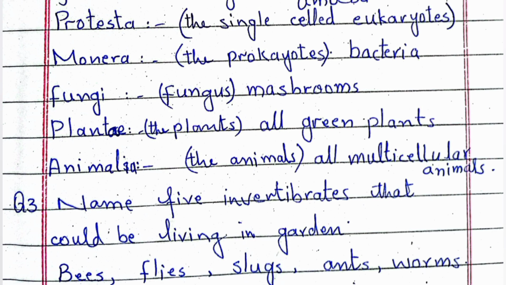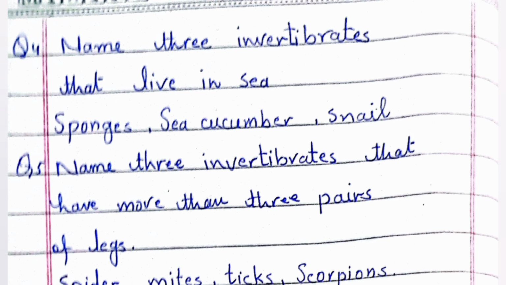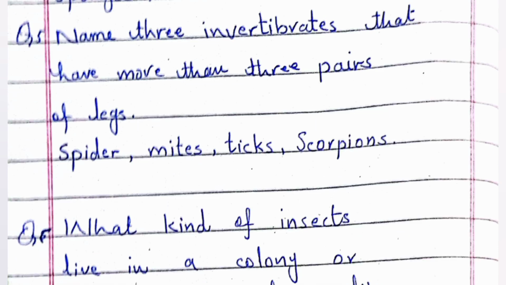Question number 3 is name 5 invertebrates that could be living in a garden. Bees, flies, slugs, ants, worms are living in a garden. Now we are moving to question number 4. Name 3 invertebrates that live in the sea. Sponges, sea cucumber, snail. Question number 5 is name 3 invertebrates that have more than 3 pairs of legs. It means 8 legs or above. Answer is spider, mites, ticks, scorpions.